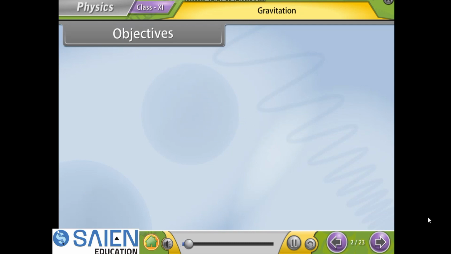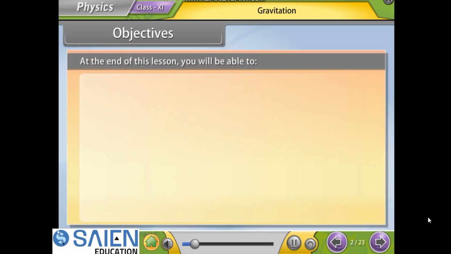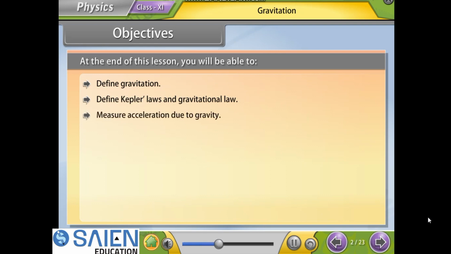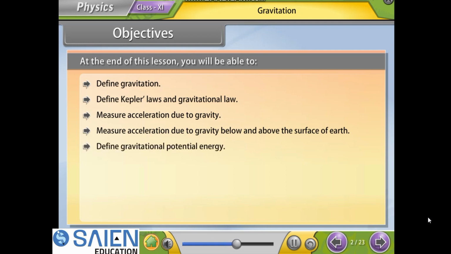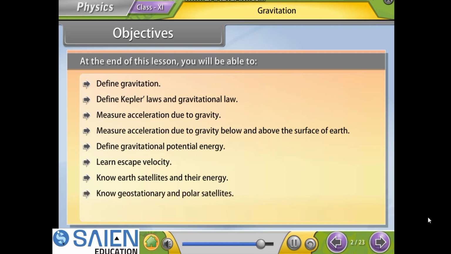Objectives. At the end of this lesson, you will be able to define gravitation, define Kepler's laws and gravitational law, measure acceleration due to gravity, measure acceleration due to gravity below and above the surface of Earth, define gravitational potential energy, learn escape velocity, know Earth satellites and their energy, know geostationary and polar satellites, define weightlessness.